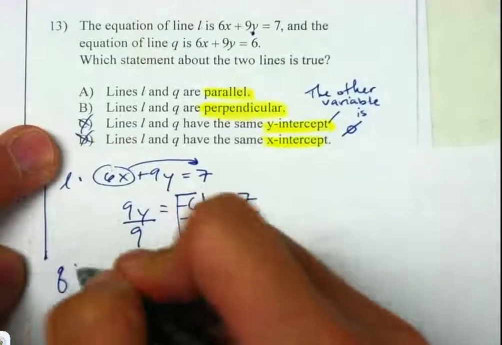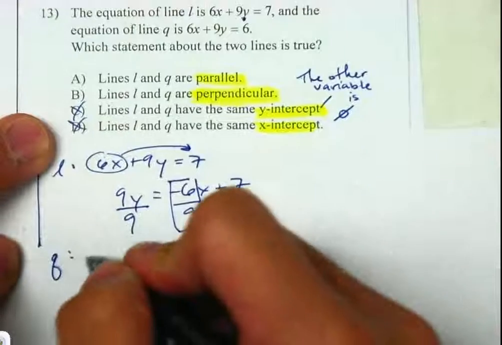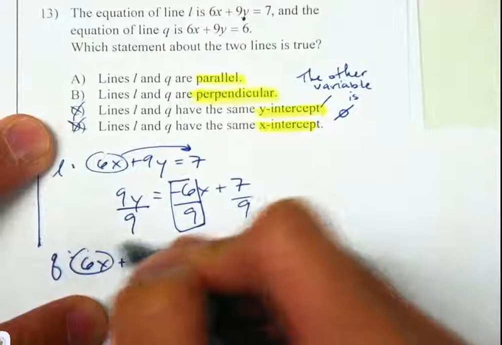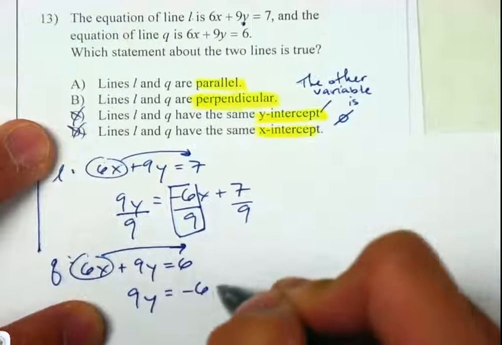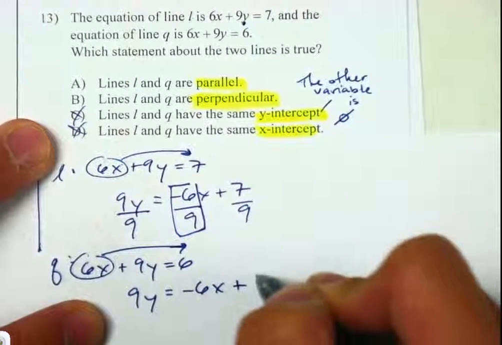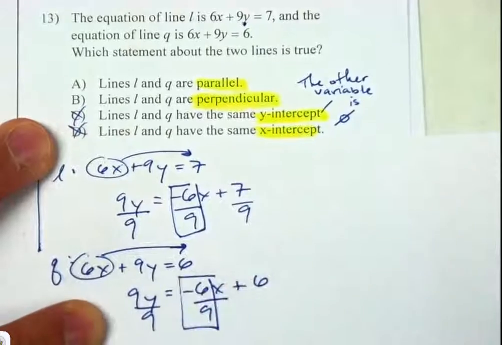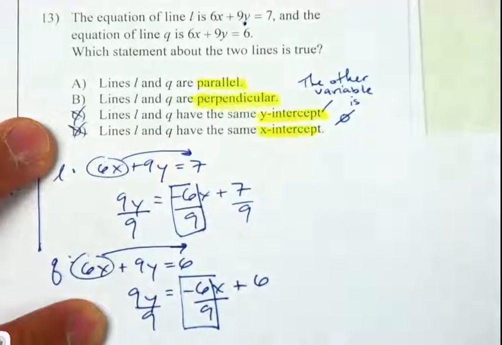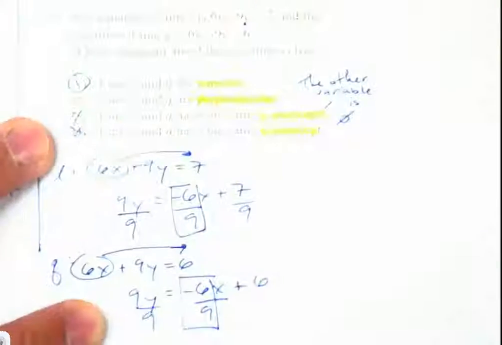For line Q, we do the same thing. We're going to move that over, so we end up with 9y is equal to negative 6x plus 6. And dividing by 9, I can see my slope again is right here, minus 6 over 9. So looking at those two slopes in front of the x, are they the same or are they opposites and reciprocals? Well, they look pretty much the same to me, so the same slope means parallel. So the answer is A.